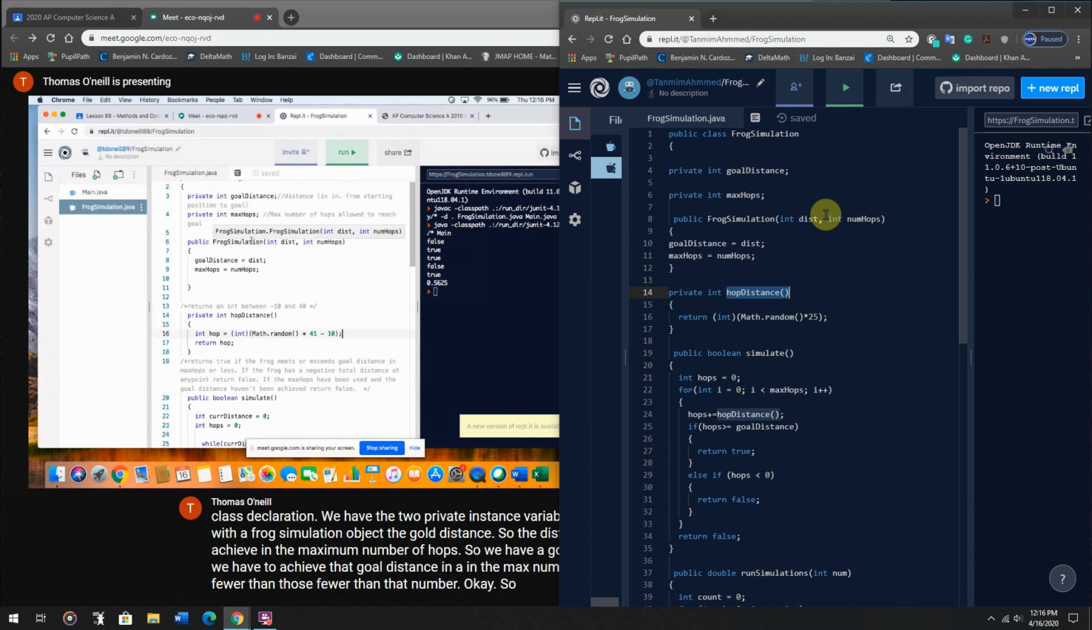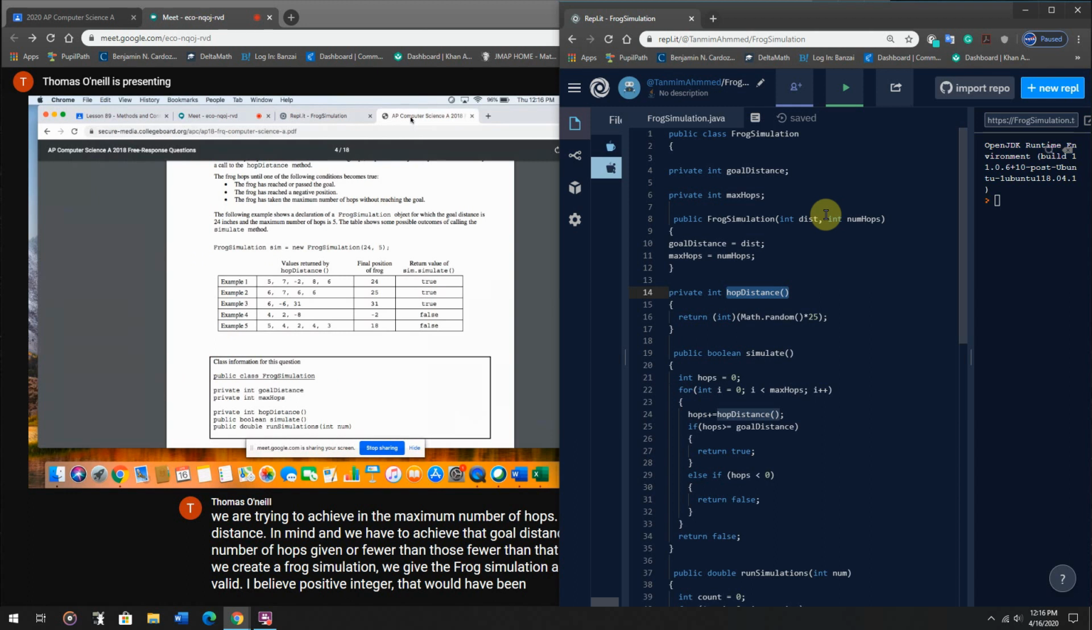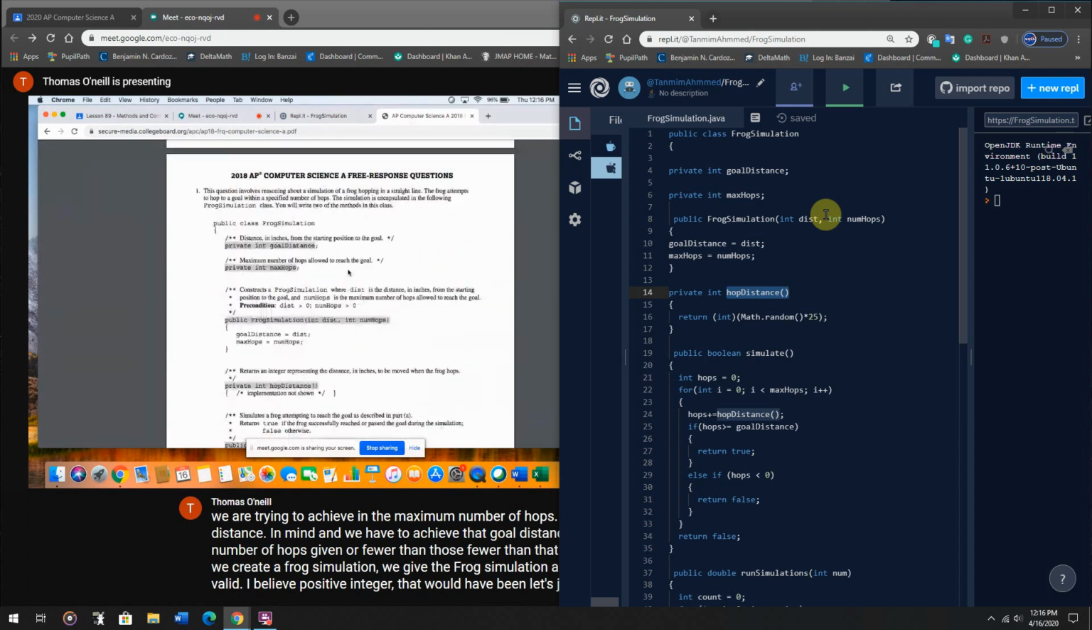So when we create a FrogSimulation, we give the FrogSimulation a distance, which is any valid, I believe, positive integer. That would have been, let's just double check that. So constructs a FrogSimulation, yes, precondition. Distance is greater than 0 and numHops is greater than 0.